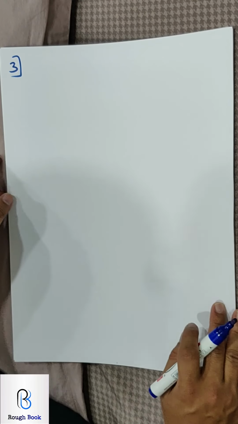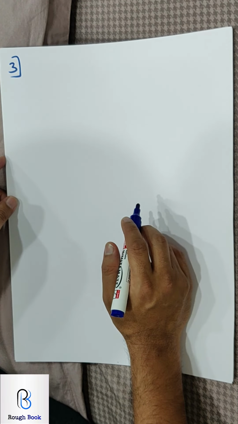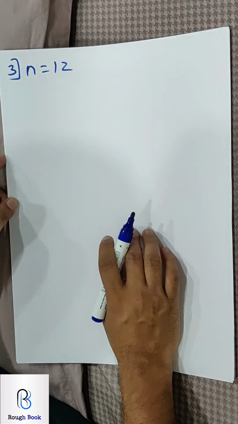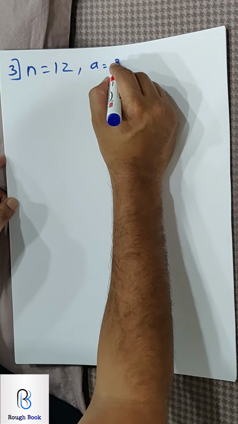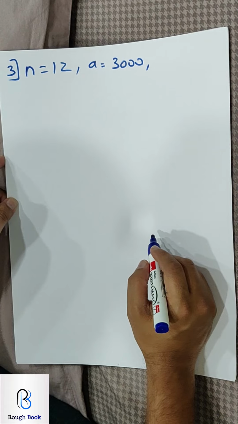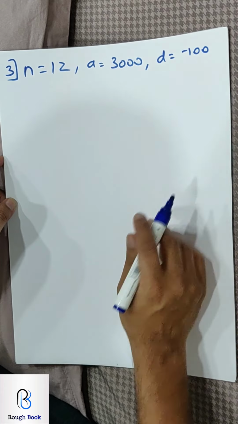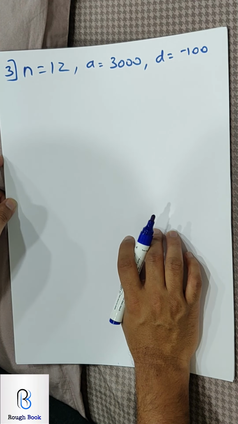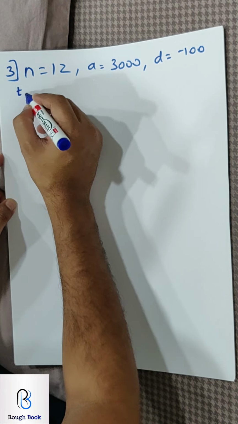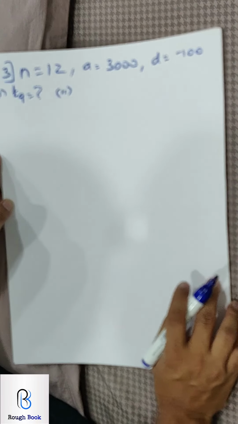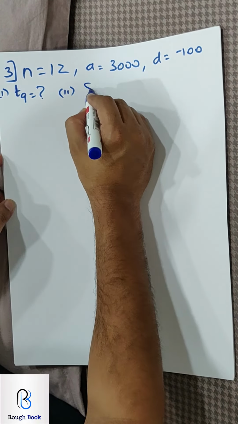Let's go ahead with sum number 3. An article can be bought by paying 28,000 at once or by making 12 installments. So n is 12 because 12 installments have been made. The first installment is 3,000. So you have the a, which is 3,000. And every other installment is 100 less. So your common difference is less, therefore minus 100. Then find the amount of installment paid in the 9th month. So basically they are asking you to find T9, that's the first part. And the second part, the total amount paid in the installment scheme. So that should be your Sn.